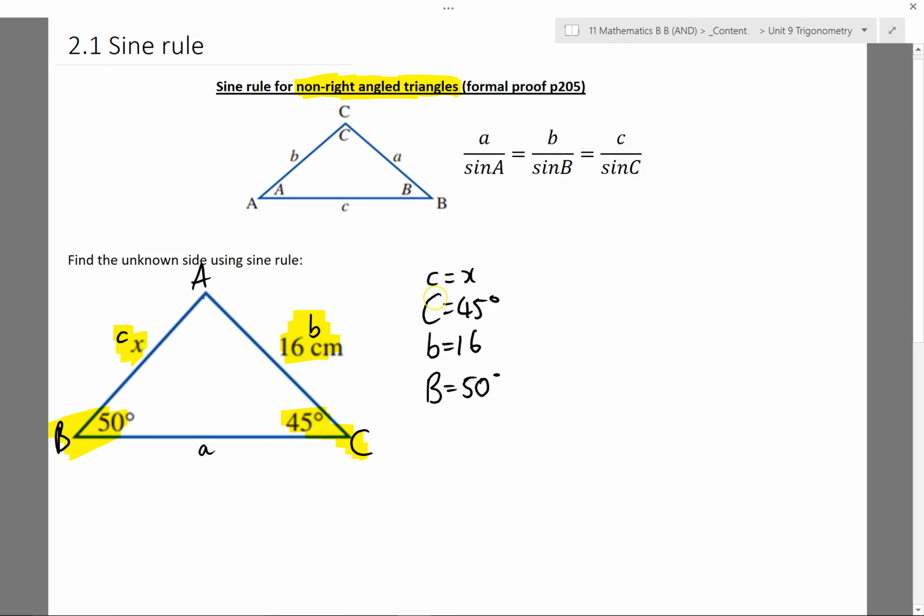And then I'll have a look at here. Oh, I've got information about C's and B's. So I'm going to be using the sine rule, not the sine ratio, the sine rule, and I'm just going to choose this little section of it, the B's and C's. So I'll write my sine rule.